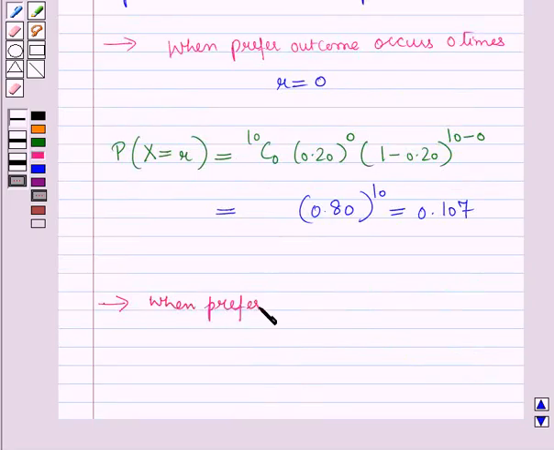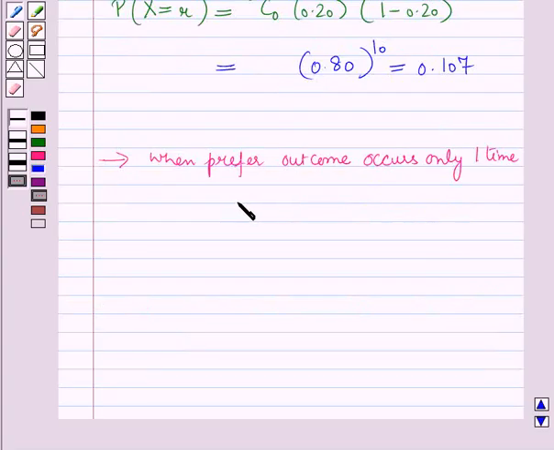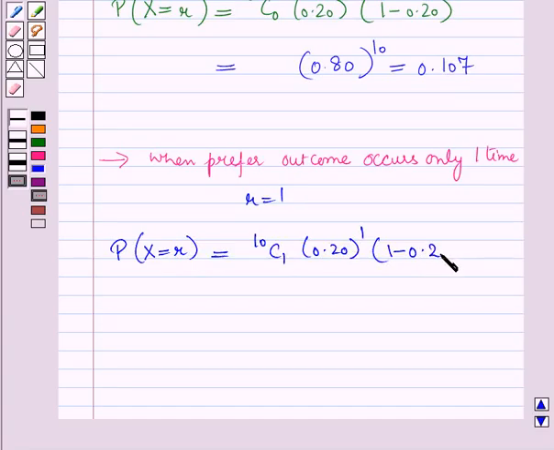Now let us discuss the second case when in 10 observations the preferred outcome occurs only one time. So here r is equal to 1, so the probability P of X equal to r is equal to 10C1 into 0.20 raised to power 1 into (1 minus 0.20) whole raised to power n minus r, that is 10 minus 1.